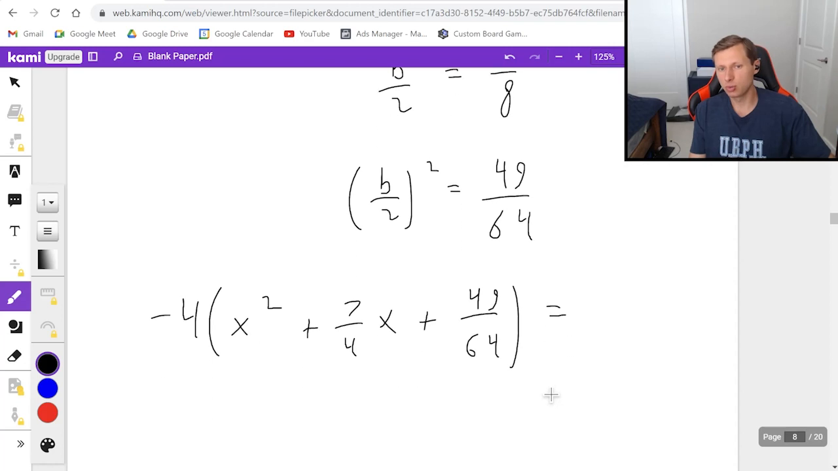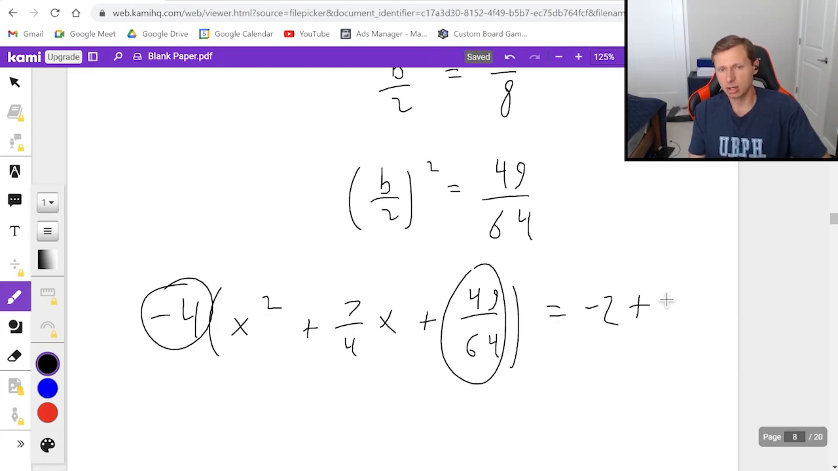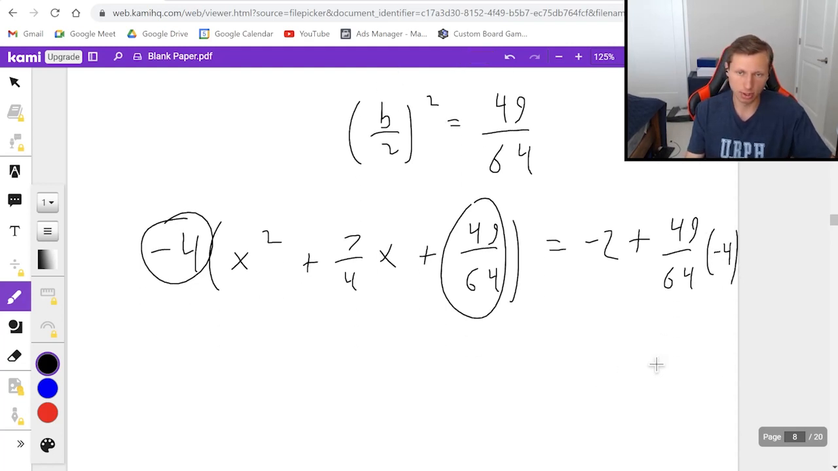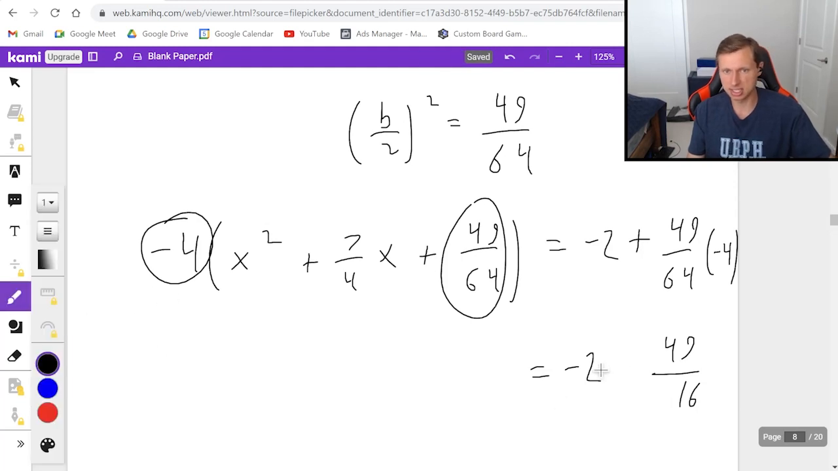Now what I have to add to the right side is basically this number times negative 4. Already on the right side was negative 2. I am adding 49 over 64 times negative 4 because I had to distribute the negative 4. Now it just so happens 49 over 64 times negative 4 becomes 49 over negative 16, or you can just say minus 49 over positive 16 instead. That works as well. The way I got that, by the way, is this 4 is in the numerator, 64 is in the denominator, and it reduces to a 16 in the denominator and 1 in the numerator. That's how I did that.